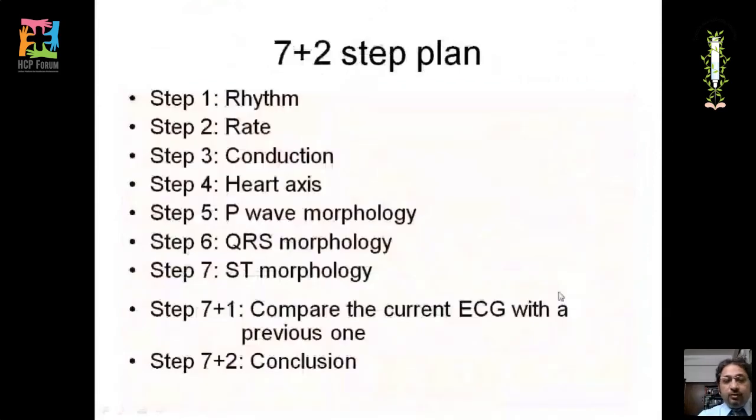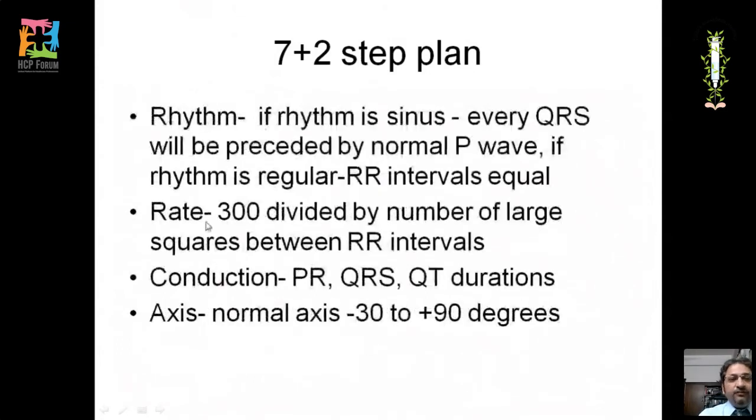So how do we go about the ECG? How do we read it? The first step is to see the rhythm, then the rate, then the conduction, then identifying the heart axis, and then the morphologies of the P wave, the QRS complex, and the ST segments. And if you have a previous ECG, you can compare the current ECG with the previous one, and then you conclude the ECG.